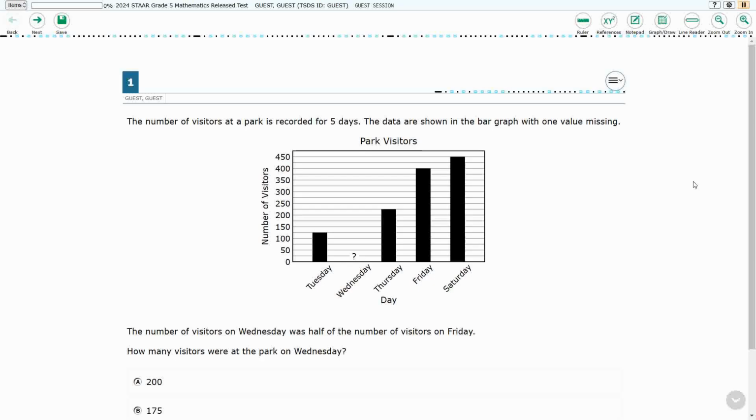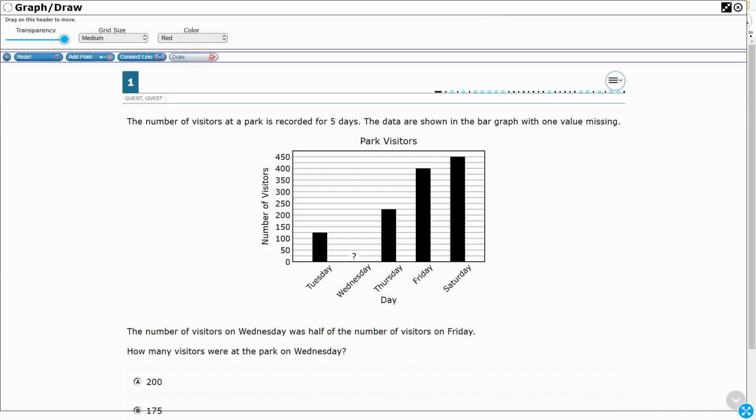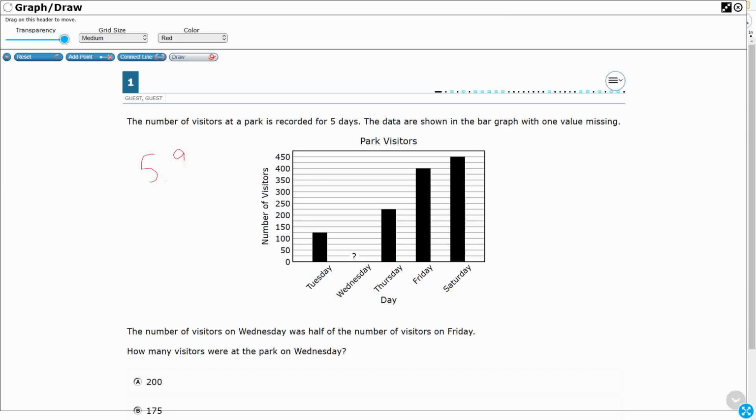For number one, we are solving data problems. This is standard 5.9C, and we have the number of visitors at a park recorded for 5 days. You notice we're missing Wednesday, and it simply says the number of visitors on Wednesday was half the number of visitors on Friday. So Wednesday equals 1/2 Friday.